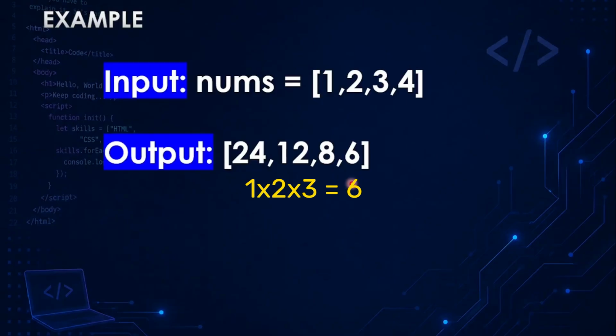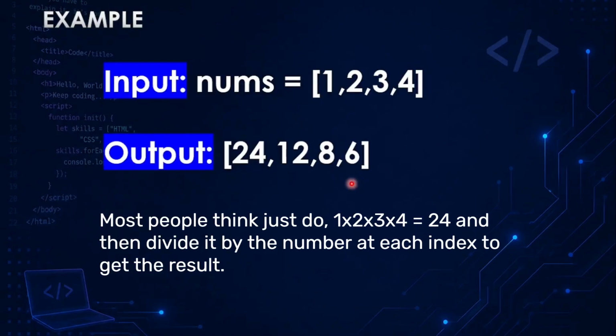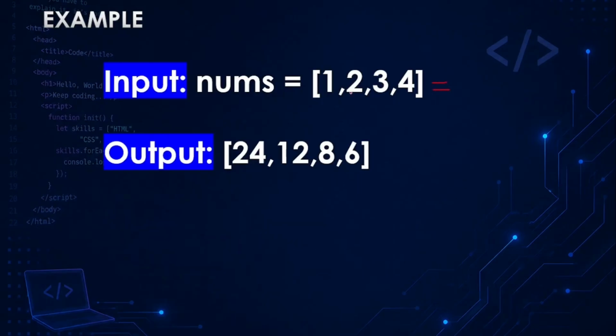Sounds easy, right? Most people immediately think: just multiply everything together and divide by the current element. And honestly, that's exactly what I thought too. So let's give it a try. If I multiply every element of this input array, I'll be getting 24 as my total product. For index 0, if I divide 24 by 1, I'll get 24 again.